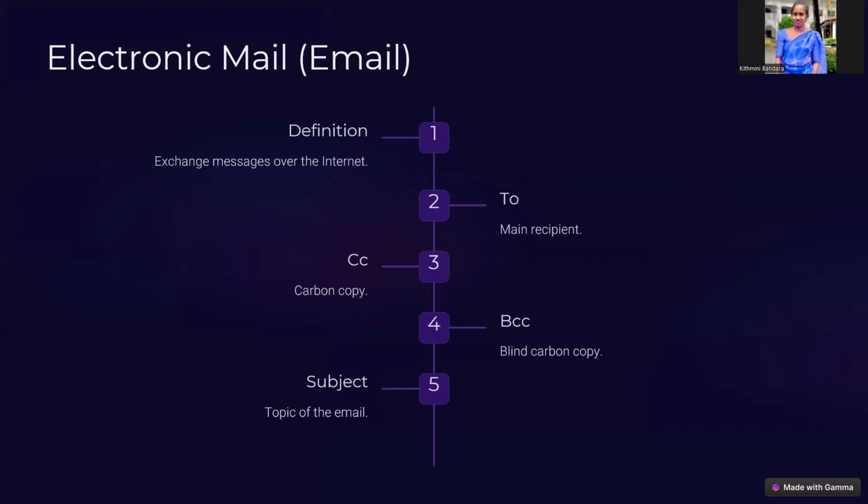Then, email communication. Let's talk about email, which is one of the most common ways to communicate online. An email has several parts. To is the main recipient, and the CC is the carbon copy for people who need to know but aren't the main recipient. Then BCC, blind carbon copy, is for hidden recipients. Then subject, the topic of the email, and attachment, files you can send with the email.